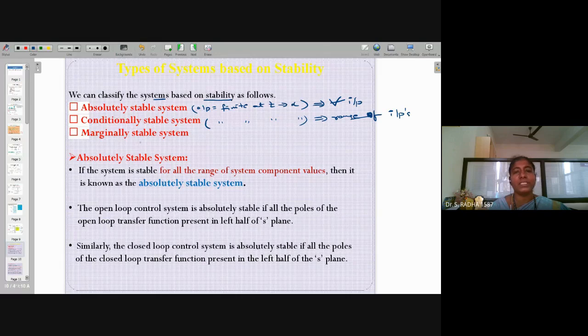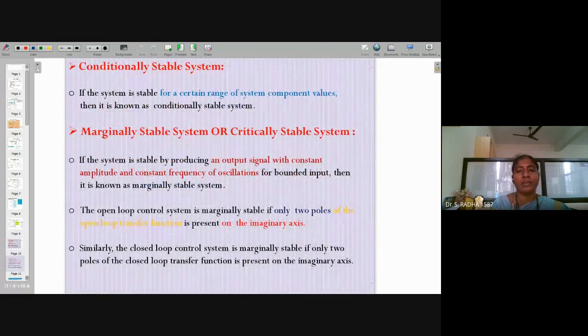Marginally stable means it is a neutral condition. It can be unstable or it can have oscillations. The main thing is it can have oscillations. This will happen when the poles are located on the y-axis. If poles on the imaginary axis are there, then we say there are oscillations and the system is a marginally stable system.